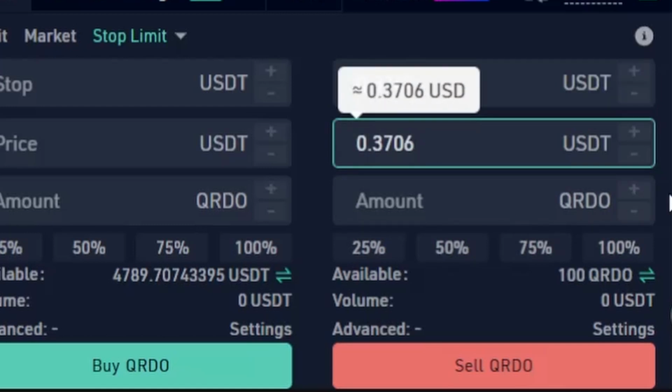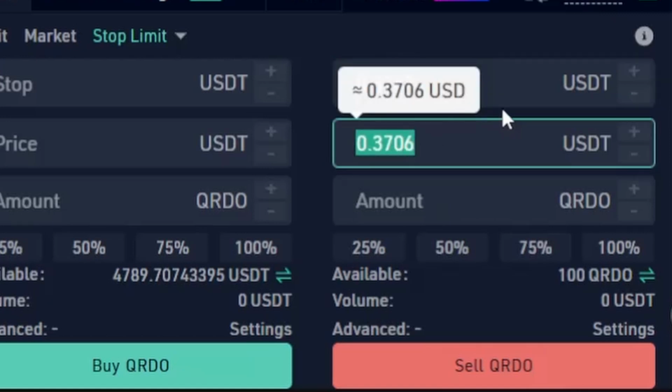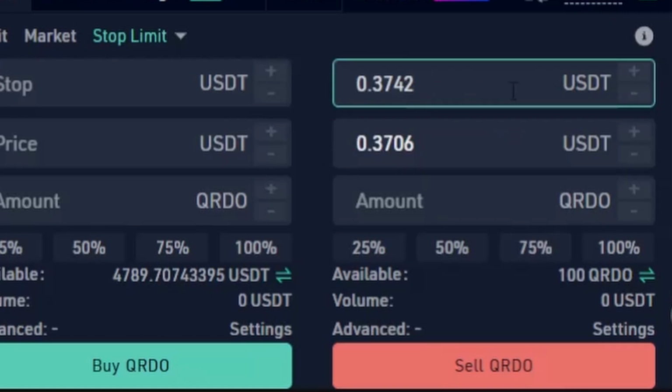I know I'll be beating the same drum over and over again, or beating a dead horse, as they say, but one more time. Price will need to reach this to trigger this order. It won't trigger it by this bottom price. It will trigger it by the top price, and at that point, it will attempt to sell my specified amount of Credo, and if it's not able to fill it all there, it will go as low as 0.3706 in this case to hopefully fill or execute that order.